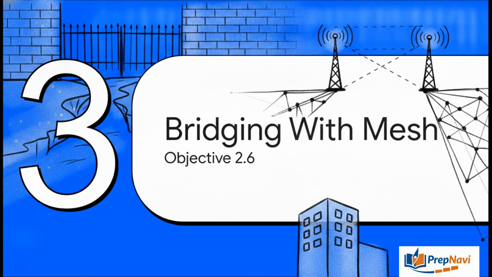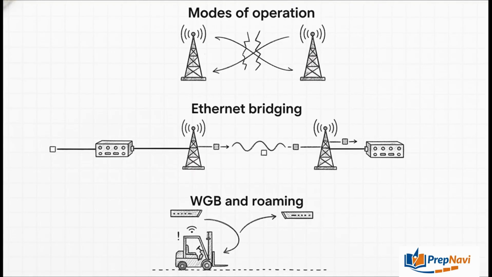That brings us to Section 3, Bridging Topologies with Mesh. Now, for Objective 2.6 on wireless bridging, you've got a strict mental checklist of 3 sub-objectives you need to lock down. First up, modes of operation. That's understanding how a wired root access point connects over the air to a remote mesh access point. Second, Ethernet bridging, meaning how do you securely pass wired traffic over that invisible wireless backhaul when running a physical fiber cable just isn't an option.